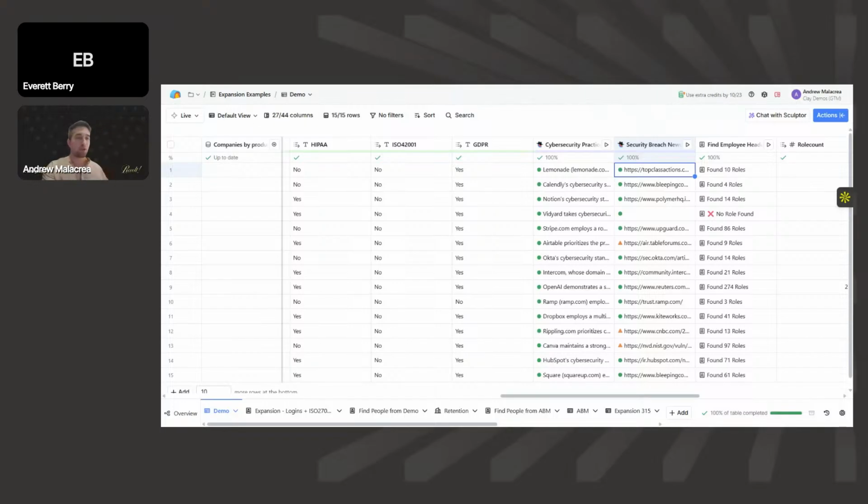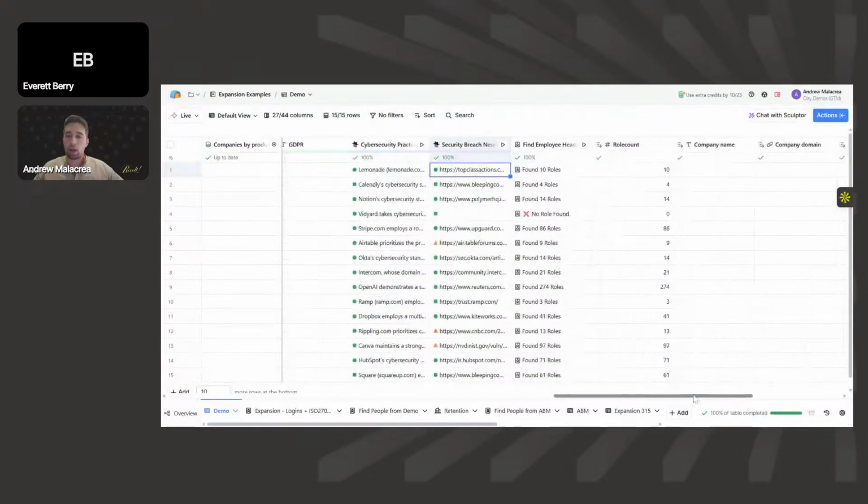That's the more manual workflow, but long-term, you could even have this fully automated with a sequencer, where as signals are happening, you're reaching out automatically with relevant personalization.